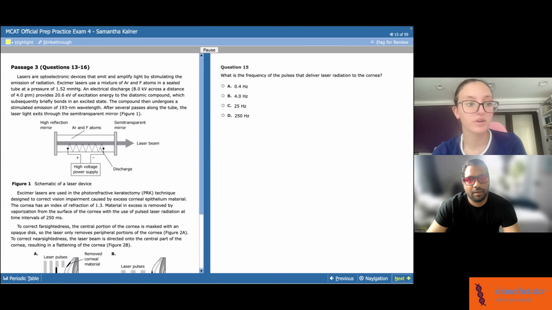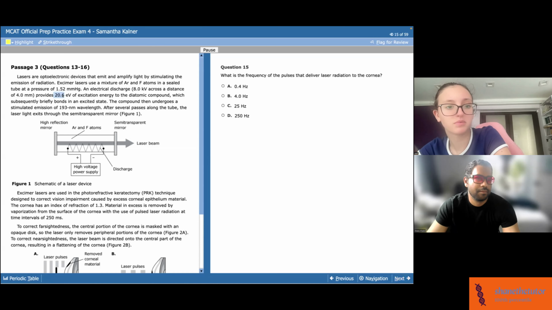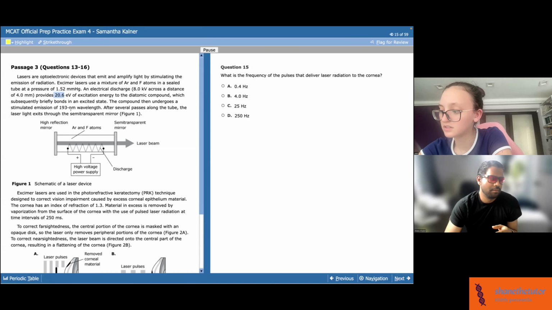Frequency of the pulses. Okay, so we have wavelength somewhere here. We had something in terms of hertz, no? We have the energy, right? That's energy is 20.6. Can I say 20 is equal to hc over lambda, if lambda is 200 nanometers, which is 200 e to the -9th?